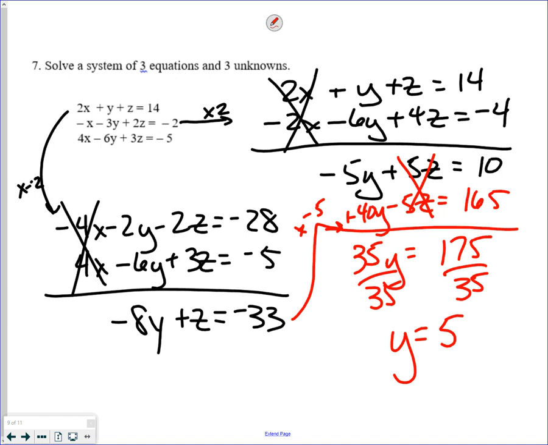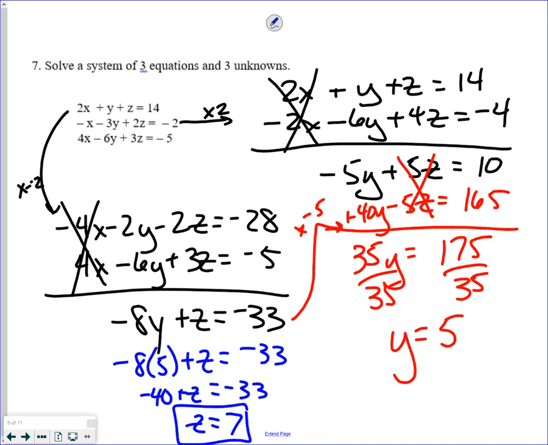Now, go back. If y is 5, then anywhere where you see a y, you can replace it with a 5. Negative 8 times 5 plus z equals negative 33. Solve for z. Z is equal to 7.